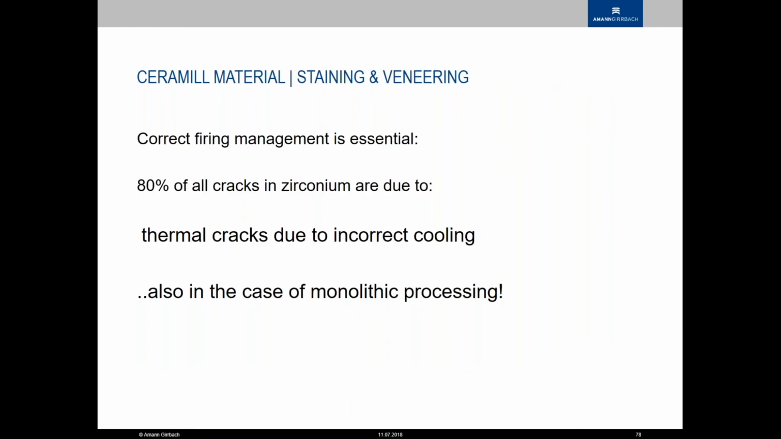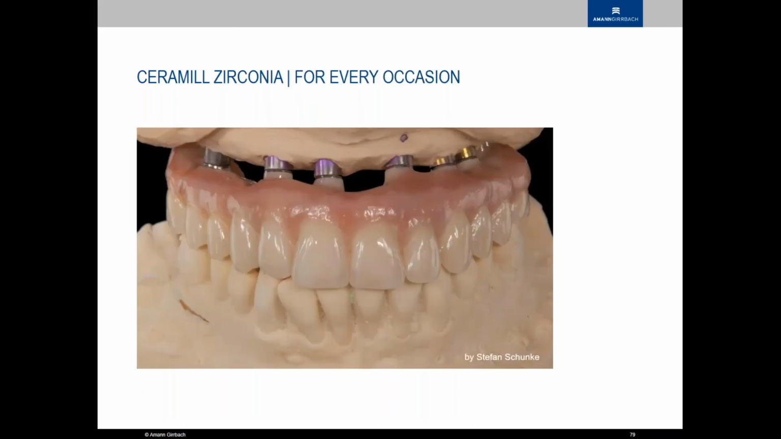And as a reminder, correct firing management is essential, because from what our R&D looked at, about 80% of all the cracks in zirconia are due to thermal shocks and incorrect cooling. So the thermal shock could of course be that the sinter cycle was too fast, or that your pulsing cycle was too fast, or that you maybe introduced thermal shock by using a dull diamond, the wrong diamond, maybe together with too high of a speed of your RPM on your handpiece, or high speed, maybe not having any water cooling going on, too much pressure going on. Those things are usually then the reason.